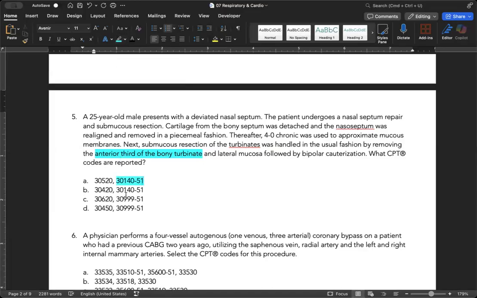So that gives us the 30140. And then we need to go look at 30520 versus 30420. So 30420 is a rhinoplasty primary, including major septal repair. And then 30520 is a septoplasty or submucous resection with or without cartilage scoring, contouring, or replacement with graft.